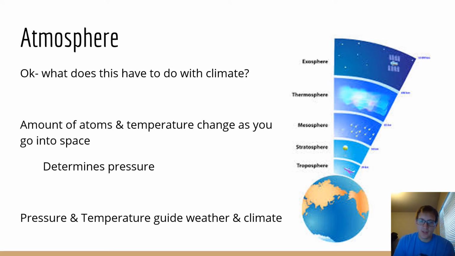If you've ever heard that the air is thin at higher altitudes, that's just because there's less oxygen atoms, so there's less moles in higher elevations. And so that affects the temperature, which affects the pressure, and so on and so forth. Overall, pressure and temperature are what guide our weather and our climate. If you've ever heard that we're in a low pressure system or a high pressure system, that dictates what happens to our weather.